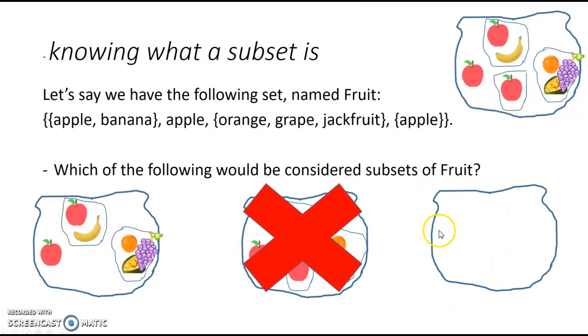What about this third one? So we do have a set, so it's potentially a subset of this. And we have to make sure that every element that we find in this set can also be found in the overall set of fruit. And bam, we're done. We didn't have to check anything because there are no elements in this set. It's called the empty set, and it's automatically a subset of any set. So this is a subset of fruit.